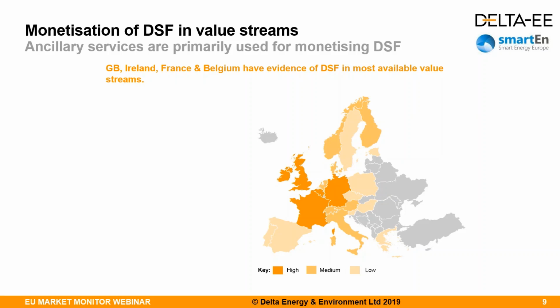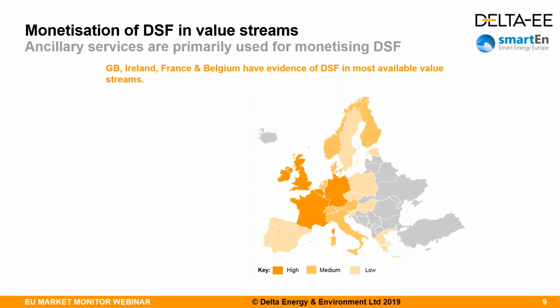Again, there is some linkage between the first slide I showed you on the value stream openness and the monetisation. For example, the GB market, Ireland and France again score highly, but they don't necessarily have to be linked. So for this, what we've looked at is where and to what level demand side flexibility is actively being monetised in those value streams that are available. And this was based on data where it's available too.